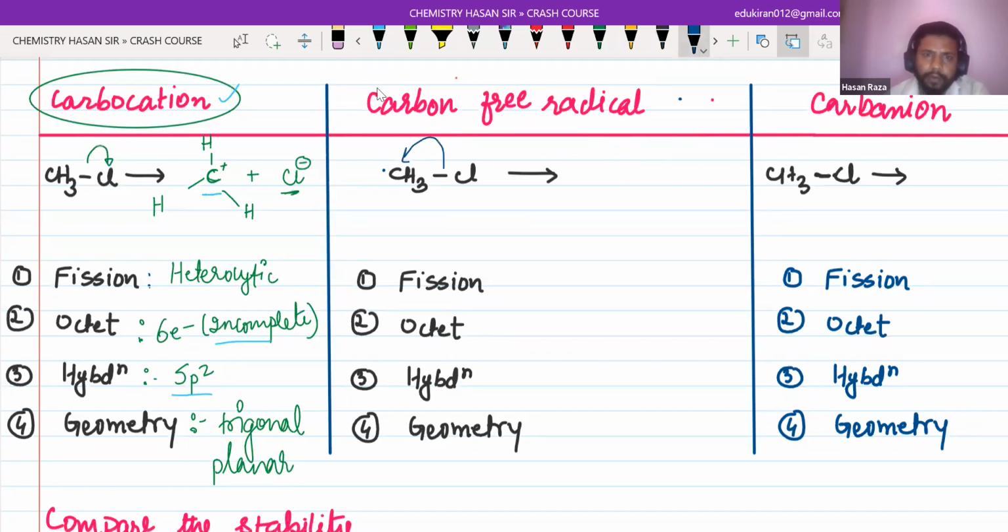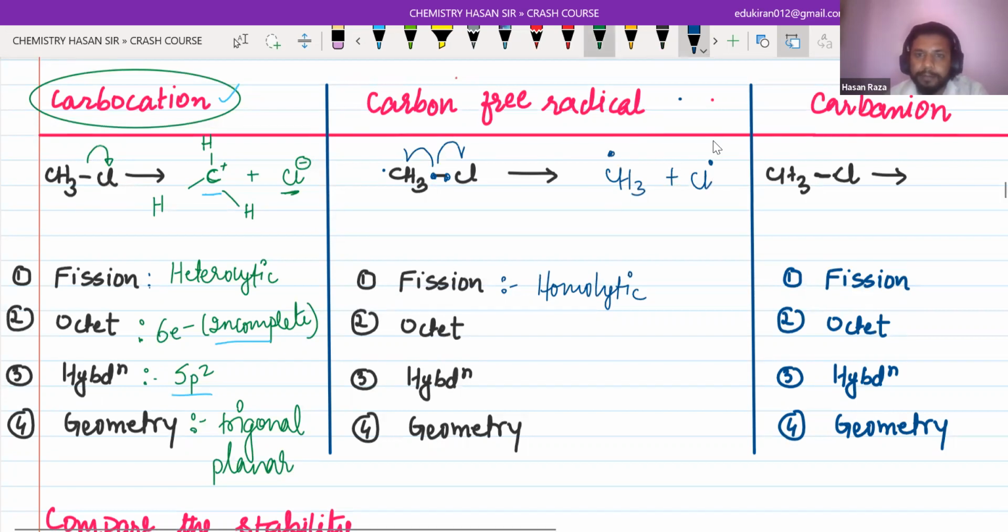Since we are going to talk about free radicals, this is your homolytic cleavage. You know that in a covalent bond, there is equal sharing of electrons. One electron of mine will be shared with one electron of yours. In homolytic cleavage, every element will take its own electron. You can see in one bond there are 2 electrons. So carbon will have its own electron, CH3, and there will be Cl dot.